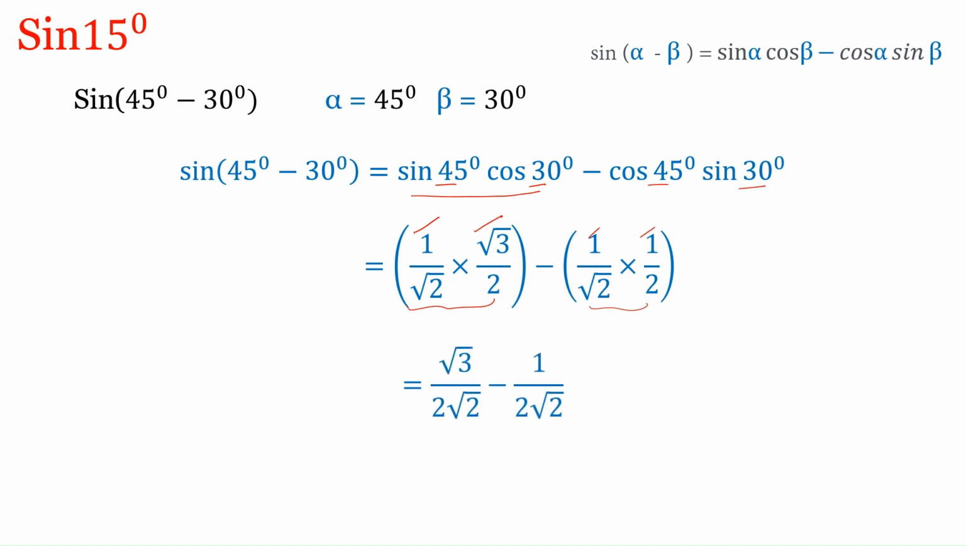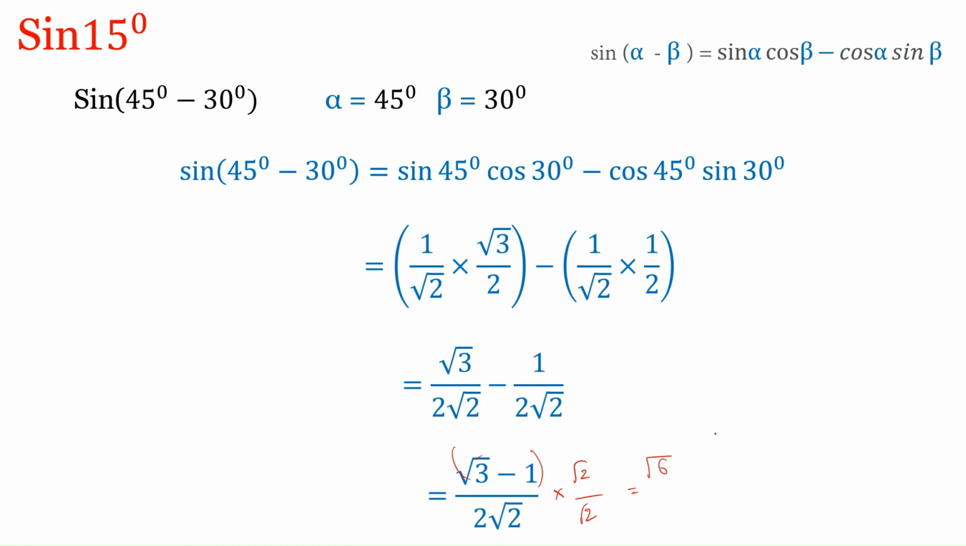After this, we can notice that the denominators for both the terms are the same. So we can write this as root 3 minus 1 upon 2 root 2. Now either we can leave this here or we can multiply both numerator and denominator with root 2. When we do this, it will get modified. Root 2 into root 3 is root 6. As per the formula, root a into root b equals root ab, this can be written as root (2 into 3), which is nothing but root 6.